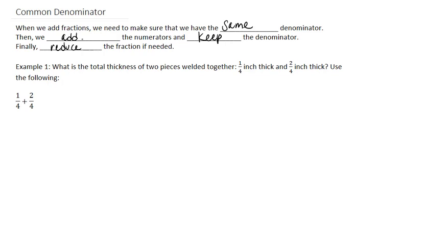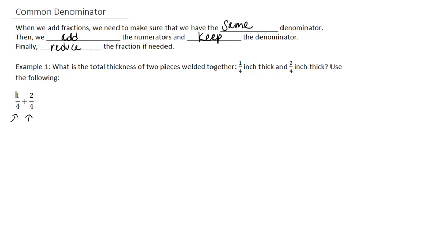What is the total thickness of two pieces welded together that is 1/4 inch thick and 2/4 inch thick? We're going to use the following. So we have 1/4 plus 2/4. So we can see we have the same denominator, so we can go ahead and add, because we cannot add until they have the same denominator.